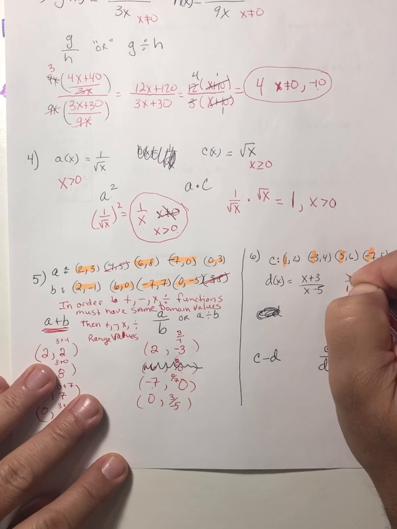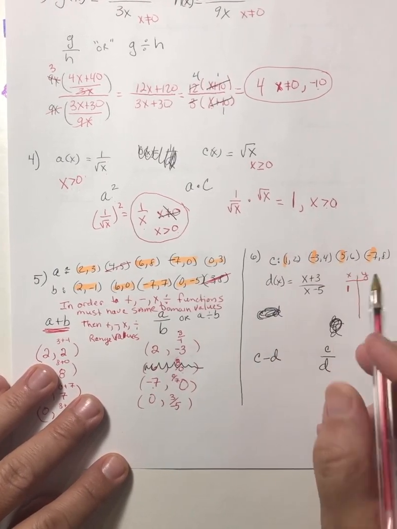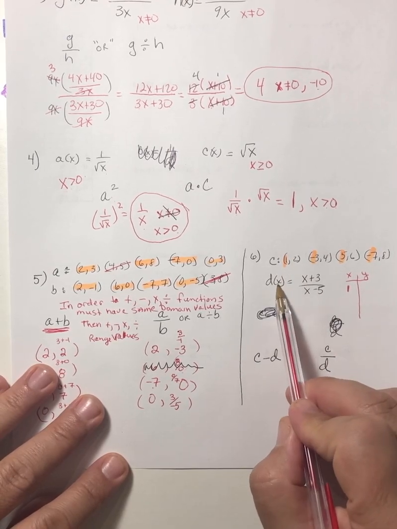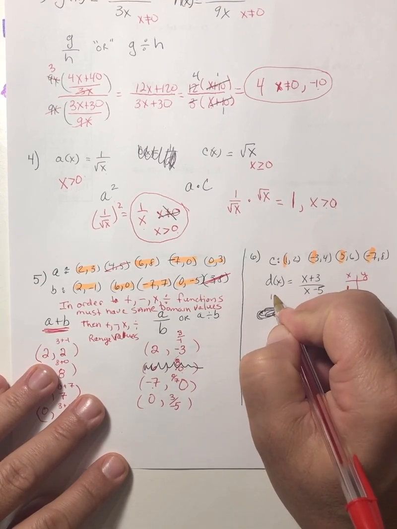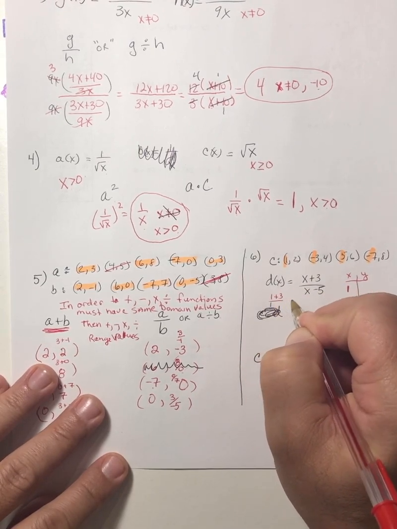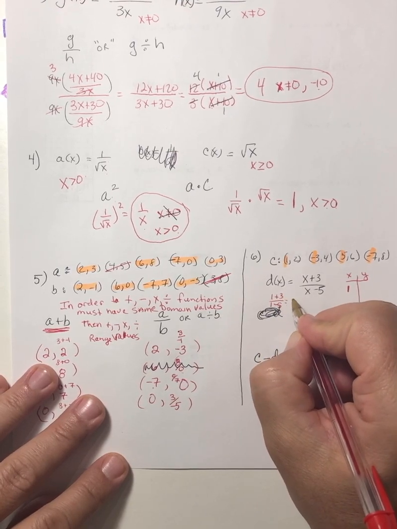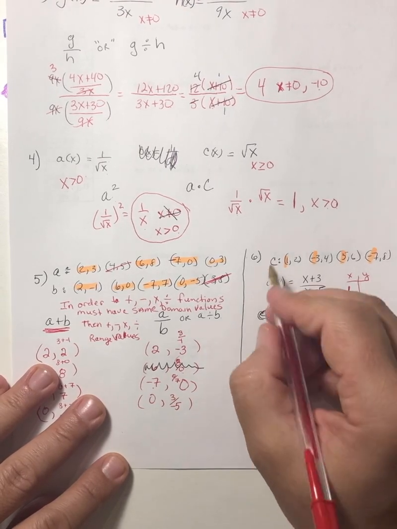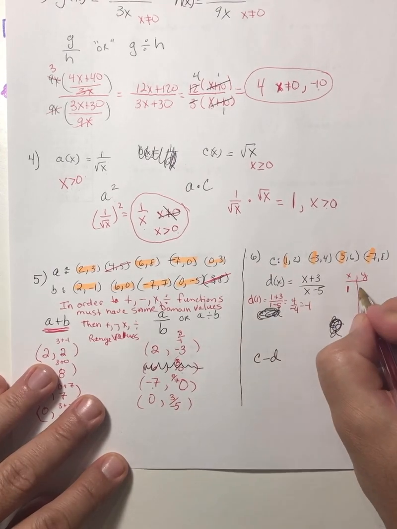All right, 1, x, and y. So we got a 1. So what does that mean? Well, if 1 is the x, I'm going to plug it in here and crunch out a y answer. So I'm going to do 1 plus 3 over 1 minus 5. So what do we have? 4 over negative 4, which is negative 1. So when x equals 1, so d of 1, the y value is negative 1.